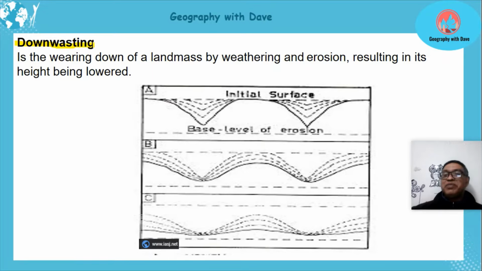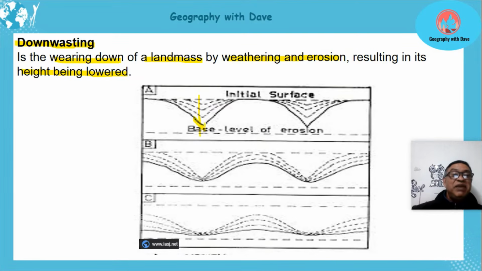Downwasting. Okay, that's back. Can you see? Now we talk about down. Okay, down. Look at my hand, down. So what happens here? It's the wearing down of the land mass or landscape by weathering and erosion. What does it do? The height is being lowered. That is why we got down now. Can you see it?